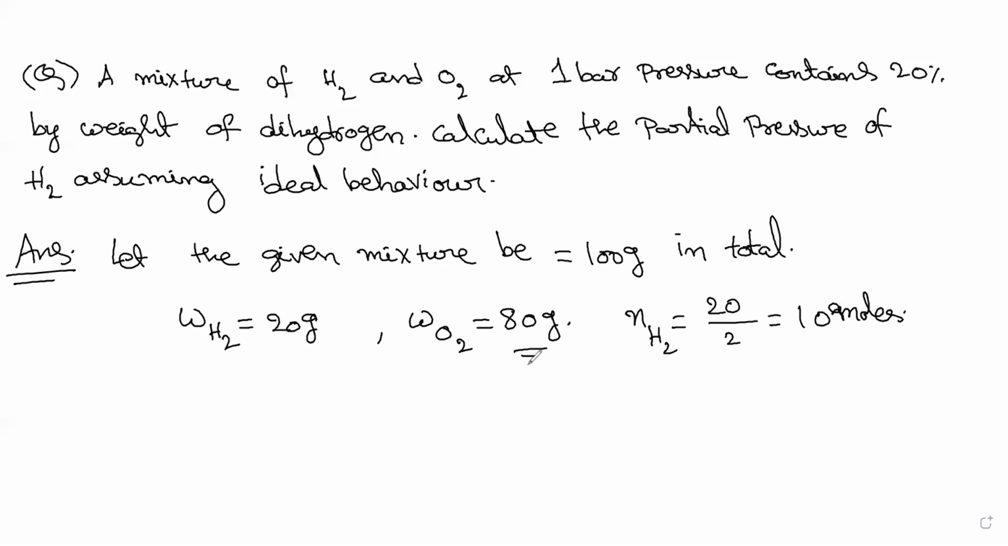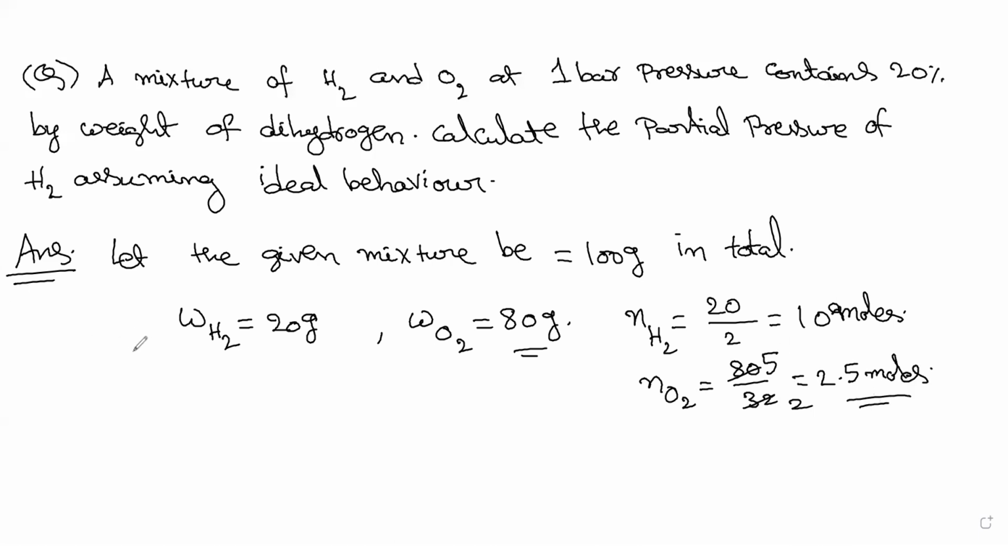Okay, this is the first part. And similarly, you have n of O2, which is 80 by, each oxygen is 16, so you get divided by 32. 80 by 32. 16 5s are 80, right? 5 by 2. So that is 2.5 moles. So oxygen we got.